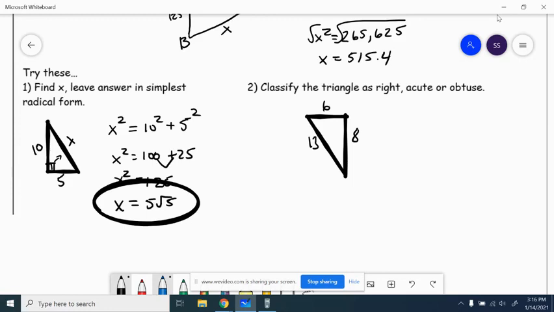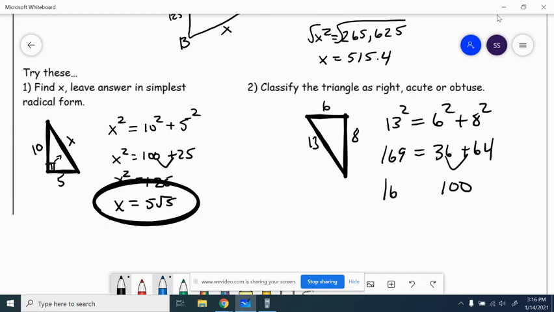Number 2, classify the triangle as right, obtuse, or acute. So let's see. 13 squared is equal to 6 squared plus 8 squared. We'll probably be able to do this one all in our heads. 13 squared, 169. 6 squared is 36 plus 64. Add them together, that is 100. Looks like 169 is greater than 100, so this is an obtuse triangle.